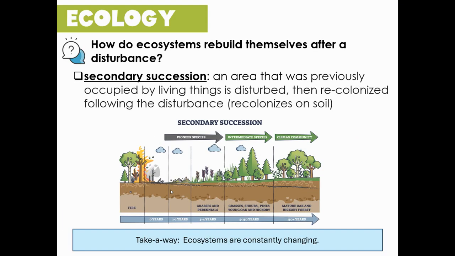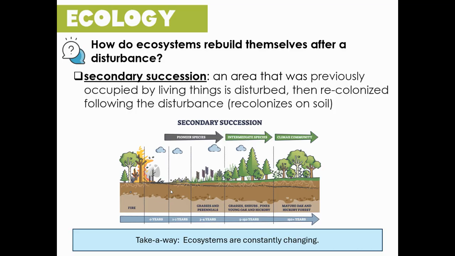Now, secondary succession, this is where we're going to have a disturbance. An area that was previously occupied will become disturbed. So this could be a forest fire, a tornado, a tsunami. So we have a disturbance, and then the ecosystem is going to recolonize following that disturbance. And it starts on soil. So it's different from primary succession because we're not starting on rock. We already have soil established. And so this is going to happen a little quicker.